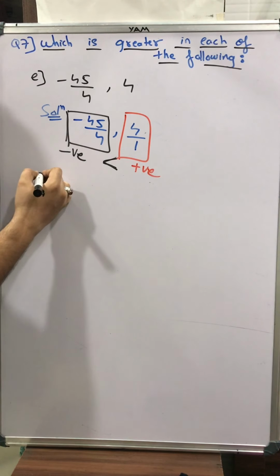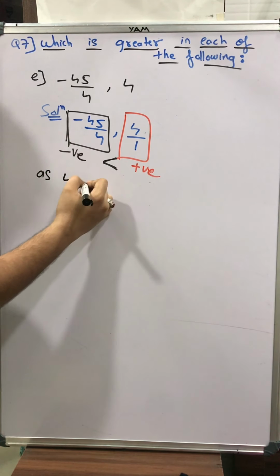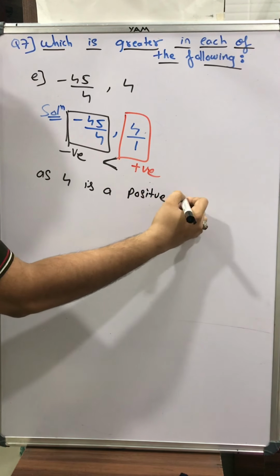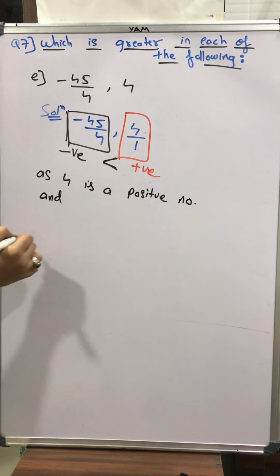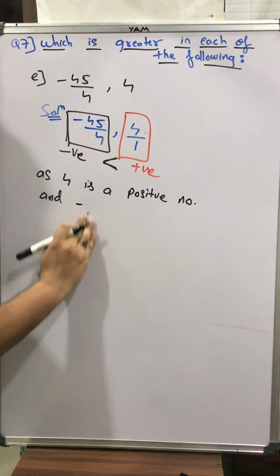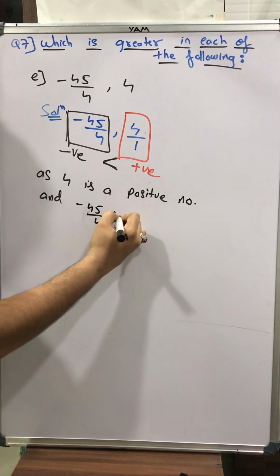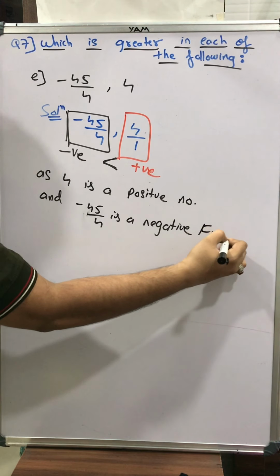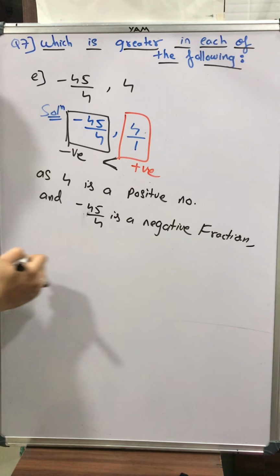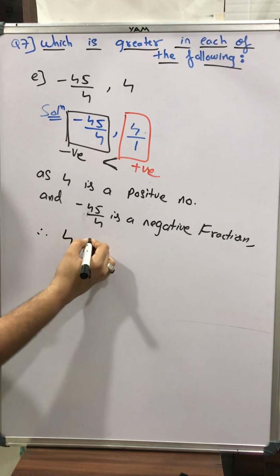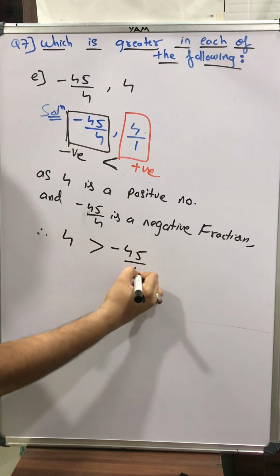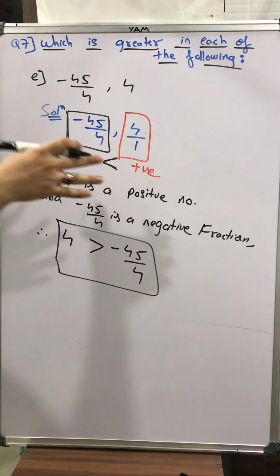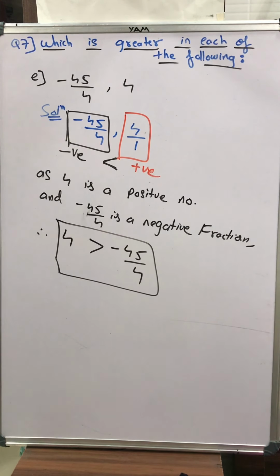So we will say as 4 is a positive number and minus 45 upon 4 is a negative fraction. Therefore 4 is greater than minus 45 upon 4. That's it, because it's a universal law. Positive numbers are greater as compared to negative numbers. That's it, students. Do it fast.